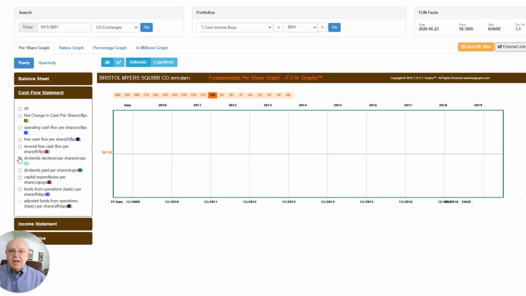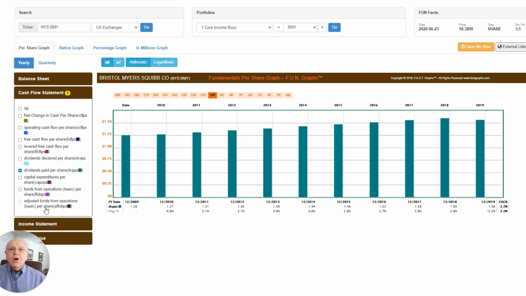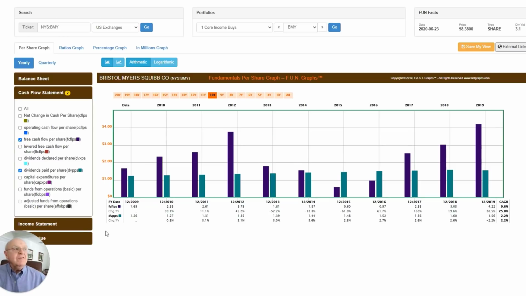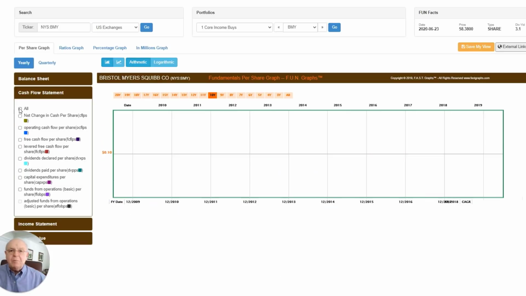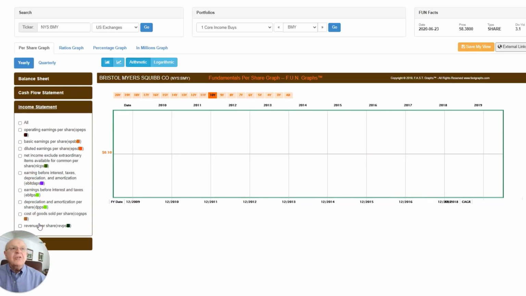I can look at dividends either declared or dividends paid. I can look at both, or I can choose which one of those I want to look at. I can look at free cash flow relative to dividends to see if I've got free cash flow covering the dividends. In the case of Bristol-Myers, more recently, I definitely have free cash flow covering the dividends. So I like that. So I can go through the cash flow. I can look at, of course, operating cash flows and a lot of the other metrics that we saw on the basic fast graph. And then I can go through the income statement, and I can again look at some of the same things we saw.